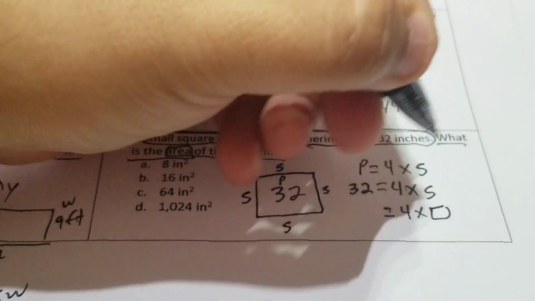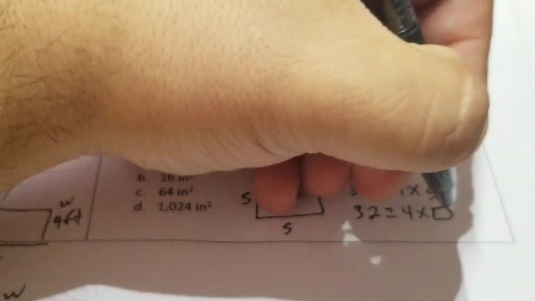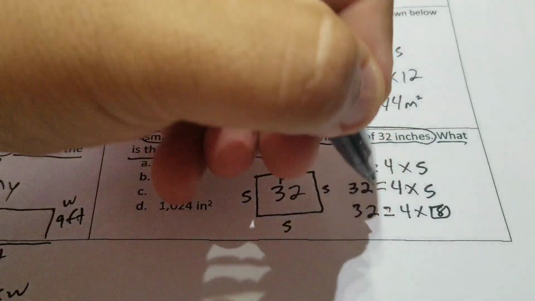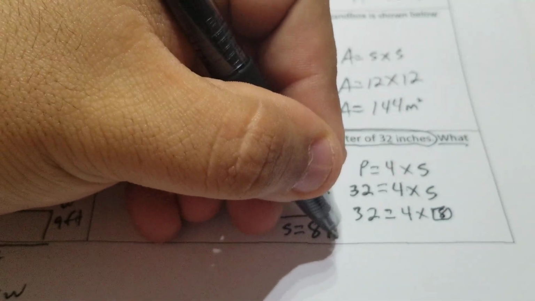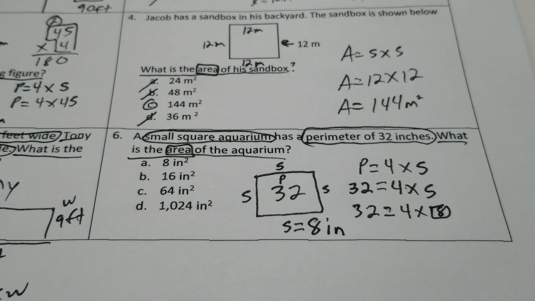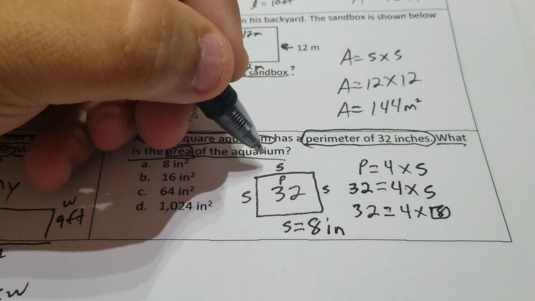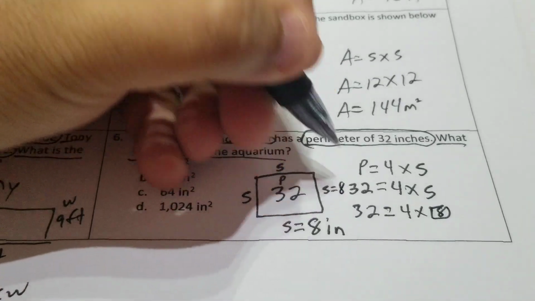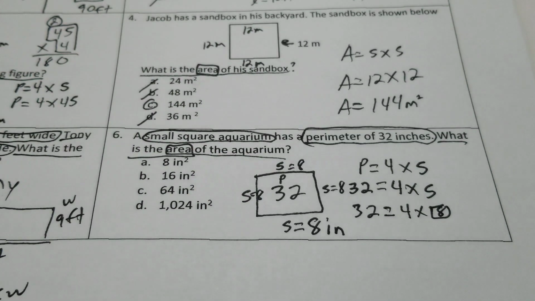Let me rewrite that s and let me think of it as blank. 32 is equal to 4 times what? Well, 4 times 8 would give me 32. So our side length would actually have to be 8 inches. So if the side length is 8 inches and it's a square, all of them have to be 8 inches. But are we looking for the perimeter or are we actually looking for the side length?